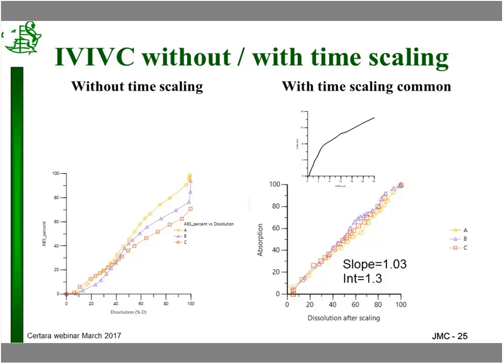On the right part of this slide, I have my time scaling. On the upper part, I have the common time scaling for my three formulations, and on the bottom, I have my IVIVC after the time scaling. You can see that all the three formulations now are all together. That means my time scaling, which is a median curve here on the top of this slide, will allow me to have a common time scaling for the three formulations A, B, and C.